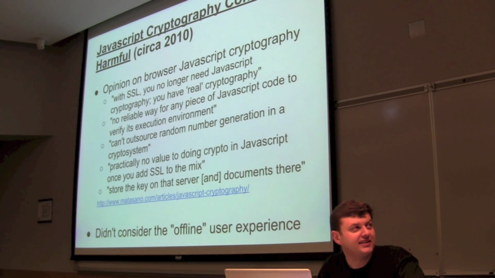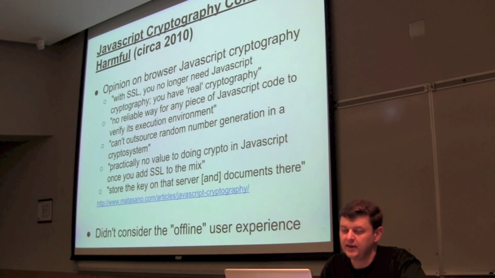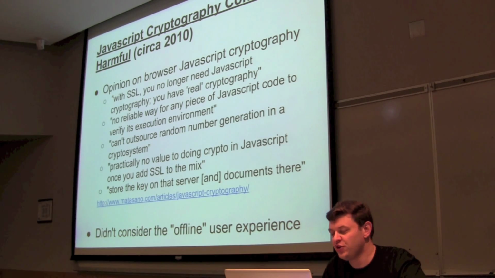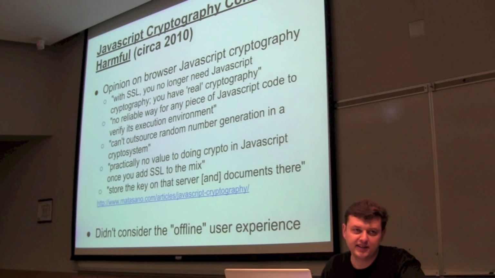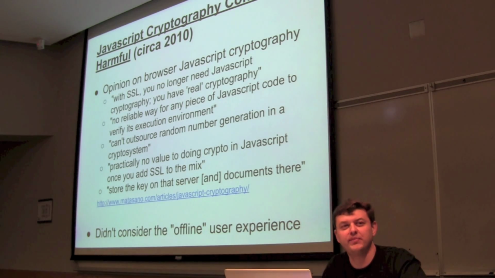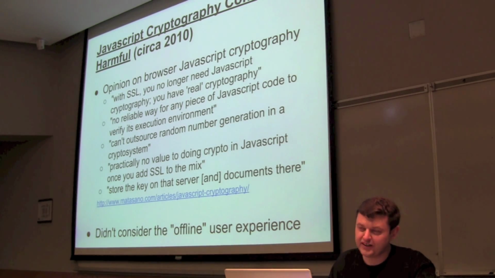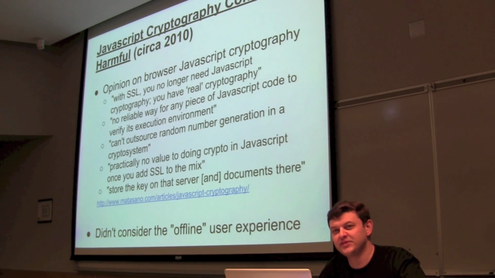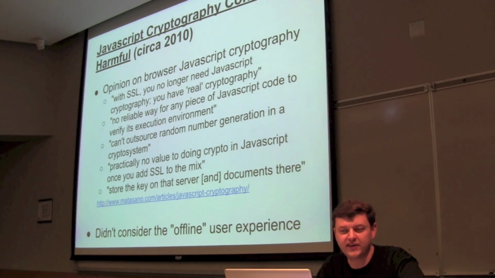All right, back to this harmful article that we saw as the second search result from Google. This is really an opinion on browser JavaScript cryptography. There are some key points I highlighted here from this article. The author is saying if you have SSL, you don't need JavaScript cryptography because you already have real cryptography. Also, there's no reliable way for this JavaScript code to be verified for execution, because every time you load a web page, the JavaScript files are downloaded, parsed, compiled, interpreted, and run. And there are no checksums, no install and verification. They just pretty much run every time. So it's like every time you go to a web page, you're effectively installing an application. So there's no native way to verify this stuff came from where it claims.